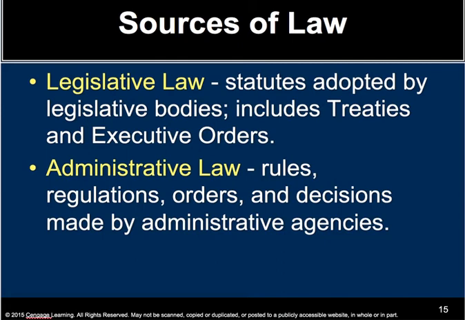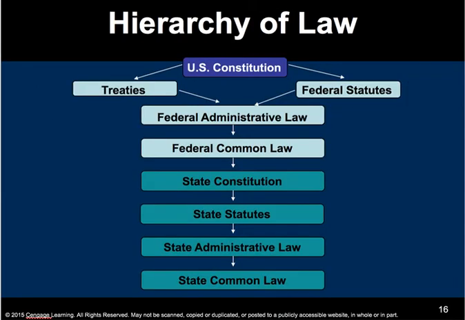There's also administrative law, which are rules, regulations, orders, and decisions made by administrative agencies. We'll talk a lot more about administrative agencies when we get to the chapter on administrative law itself. Here's what's important though. There is a hierarchy of law, as I mentioned, and this is what it looks like. The U.S. Constitution, as I mentioned, is the supreme law of the land. No law can violate the United States Constitution.